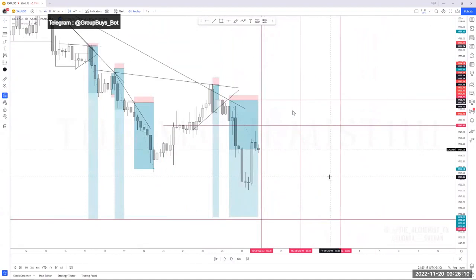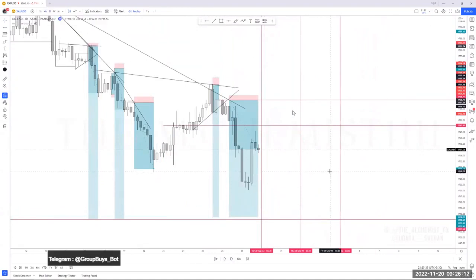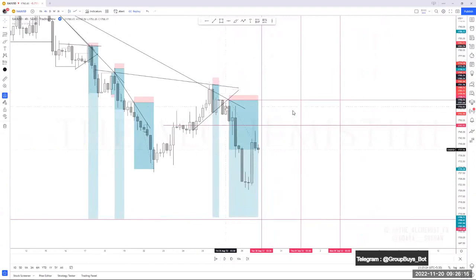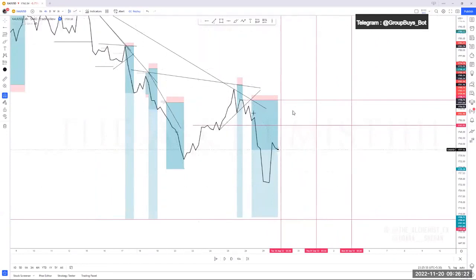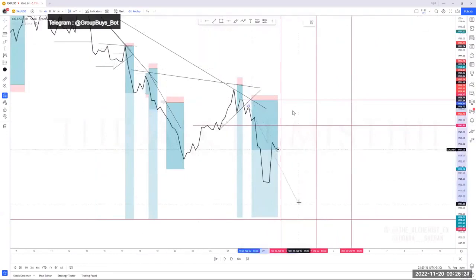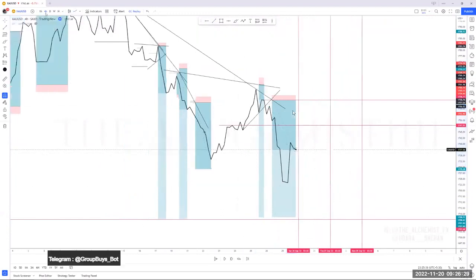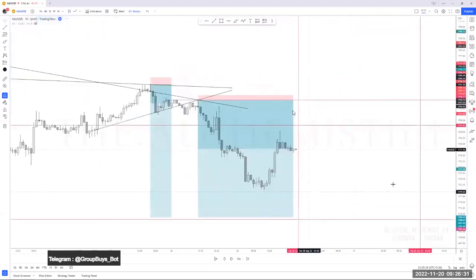Let's go to the 4-hour. Do we have any confluence? This is engulfing. No. We can't draw a trend line like this, it is too steep. You can see that, right? So no trend lines on the 4-hour. Let's go to the H1.